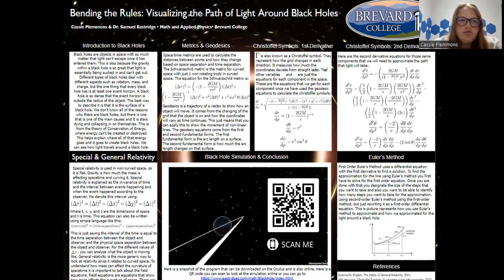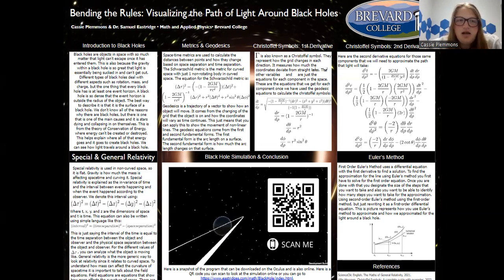To start off, I'm going to give a brief introduction of what black holes are. Black holes are objects in space with so much matter that light cannot escape from them. It's kind of like a vacuum cleaner: light gets sucked in because there's so much gravity and so much force being brought on it that it cannot get out.